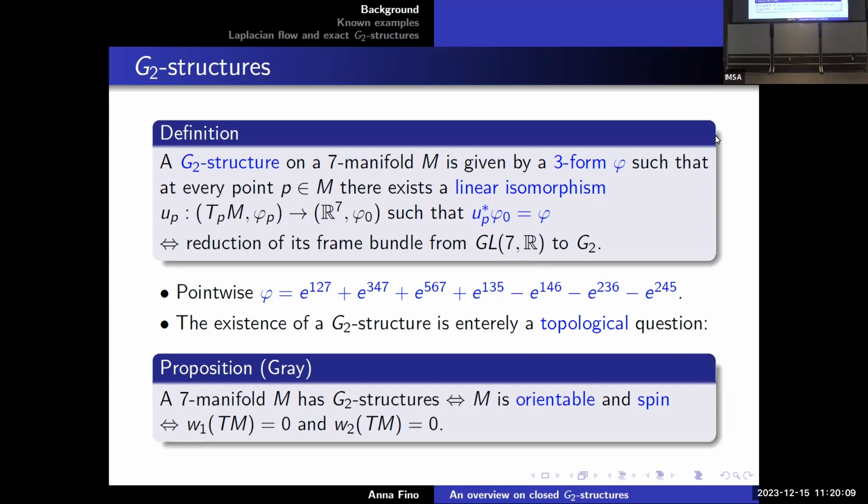In fact, this is the first result, by Alfred Gray, which shows that a 7-manifold has a G2 structure if and only if it is orientable and spin, so that the first and second Stiefel-Whitney classes vanish.